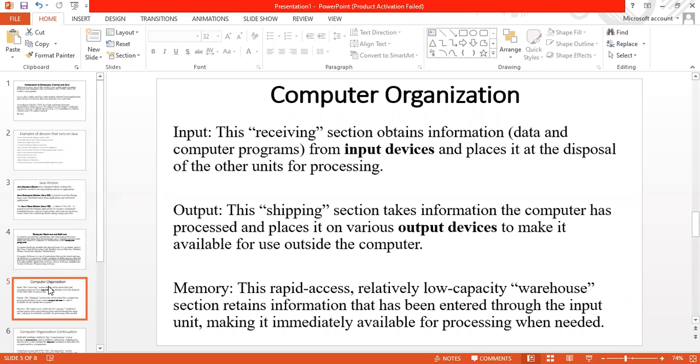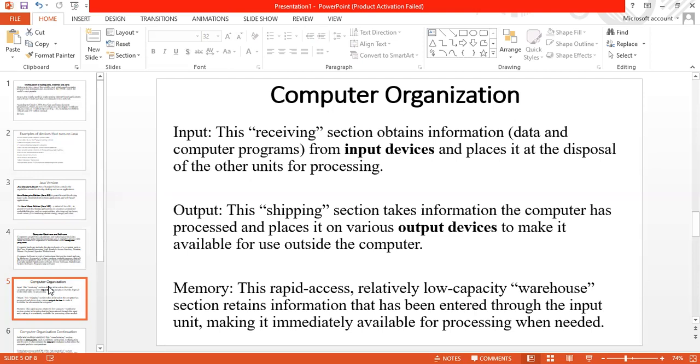The first one is the input, from the words 'in' and 'put'. That means we are putting something in. This is the receiving section. It is taking something in. It's just like receiving a gift from a friend. So input is a receiving section that obtains information.